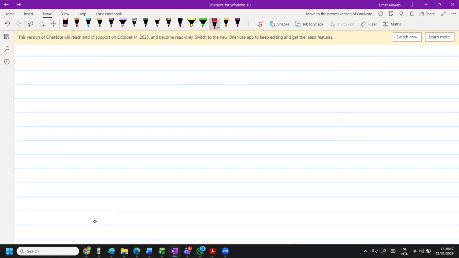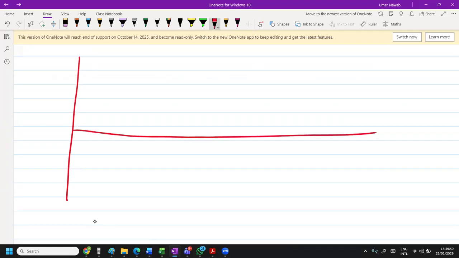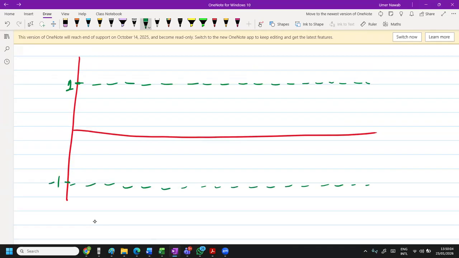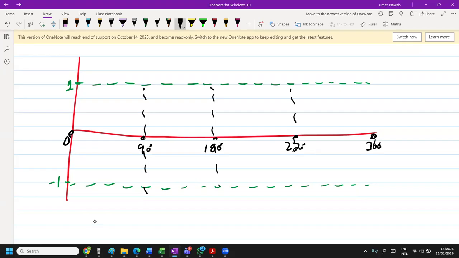Now the second is the cosine graph. If I want to draw it, again I have to draw 1, which is the top boundary, and -1, which is the boundary from below. Our graph cannot cross these lines. It will stay in between. Within one rotation from 0 to 360, I need to divide it into four equal parts: 90, 180, 270. Complete the grid.